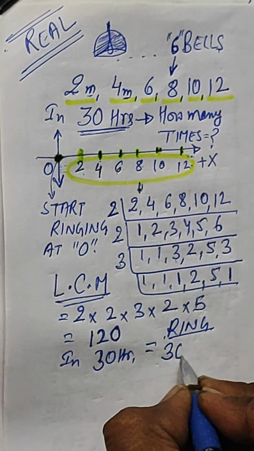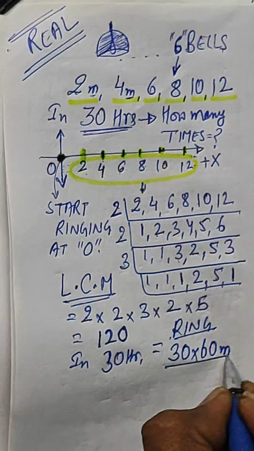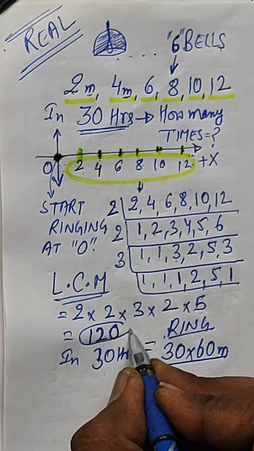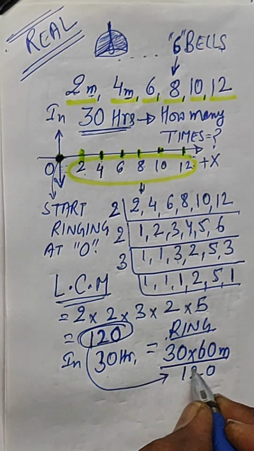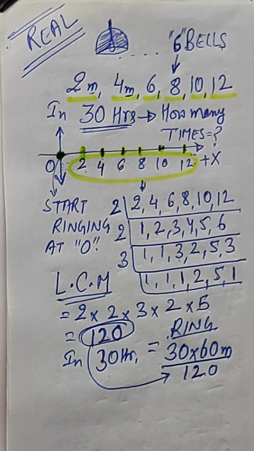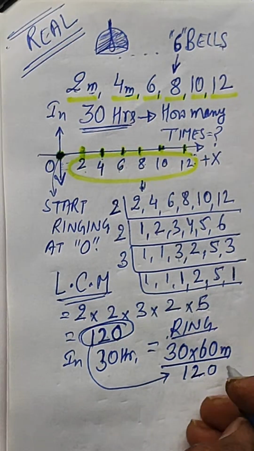The bells will ring for 30 into 60 minutes. Just convert into minutes, divided by this LCM of 120, right? When you solve it, you will get a certain answer, but that is not your answer, my dear friends. What we will do, we will simply do this calculation.